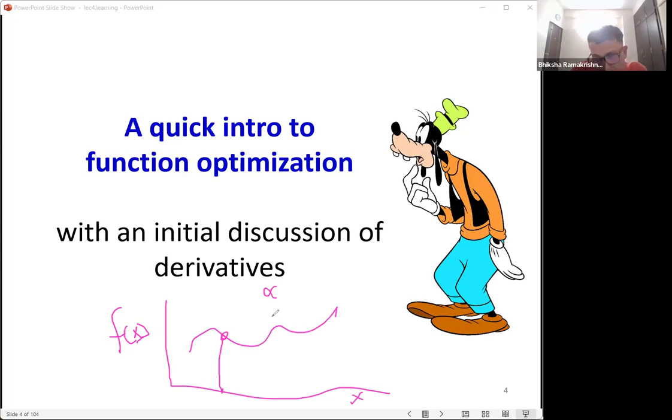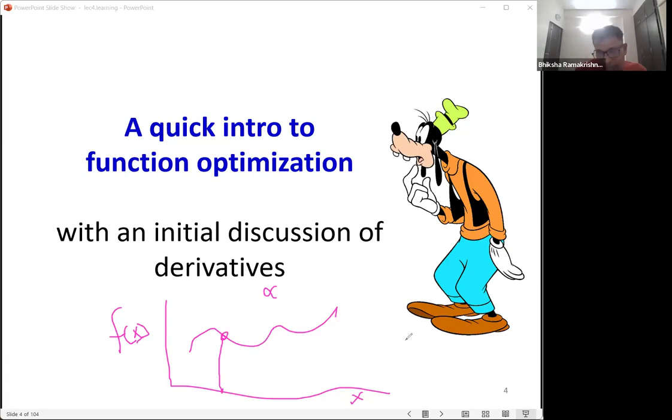Now, what do you understand by the term derivative? Can anybody tell me? What do you understand by the term derivative over here? Anyone? Slope, rate of change, slope, slope, slope. Okay, that's what you've been taught, right?